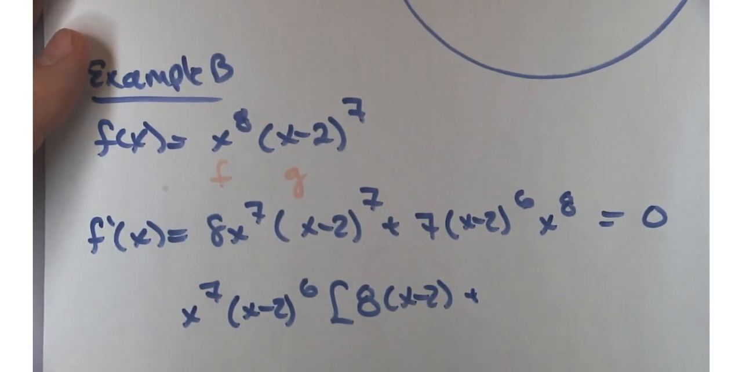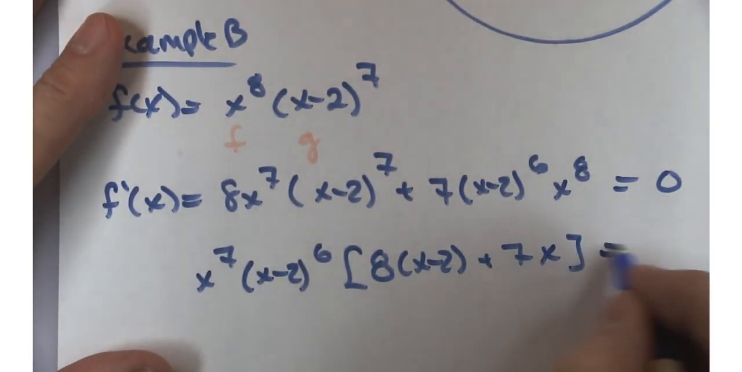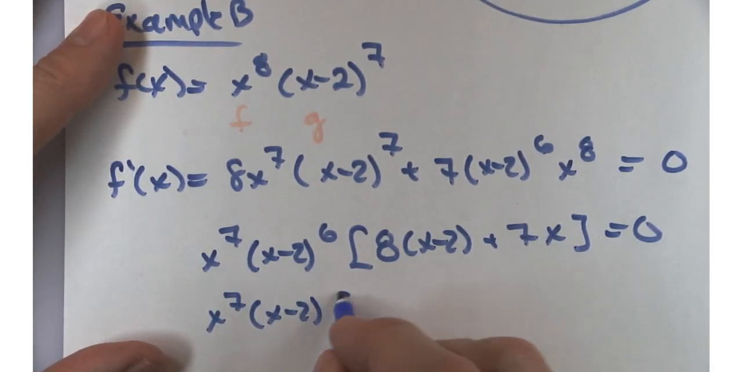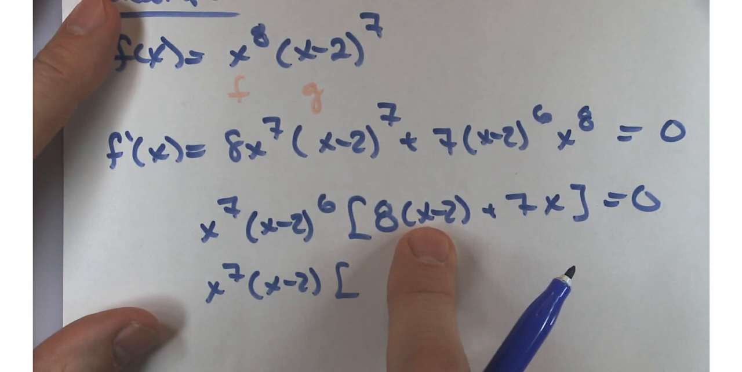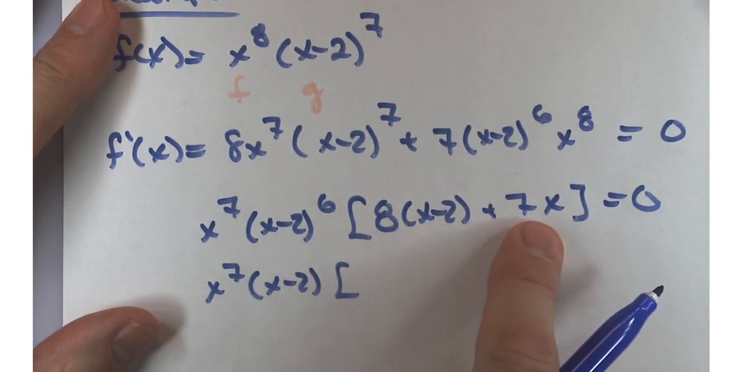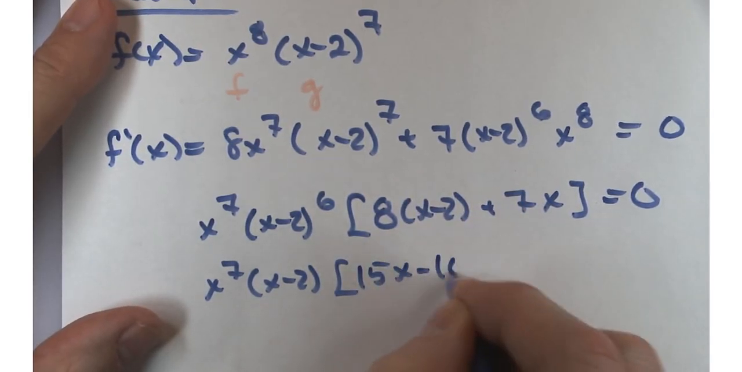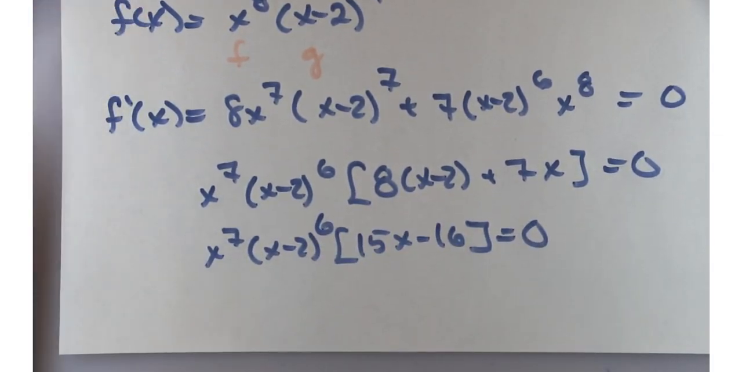And then, how about here? What's left behind after I factor out the GCF from there? 7x. So that's looking a little bit better. X to the 7th times x minus 2. How much of this stuff do you want to do in your head all at once? If you distribute the 8, you get 8x minus 16 plus 7x. 8x and 7x is going to give you 15x. Nice. So now you've got it completely factored.